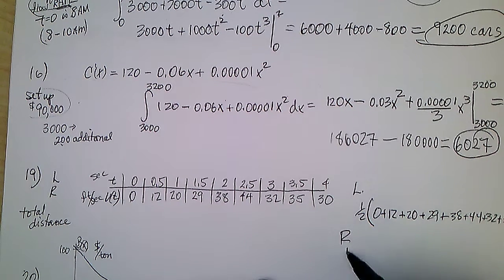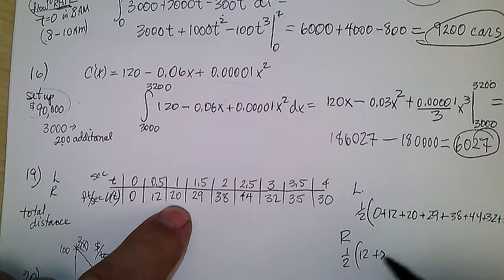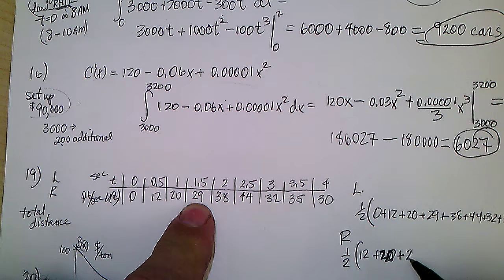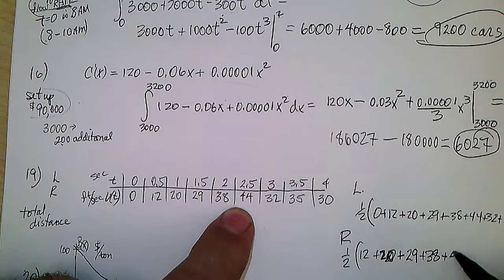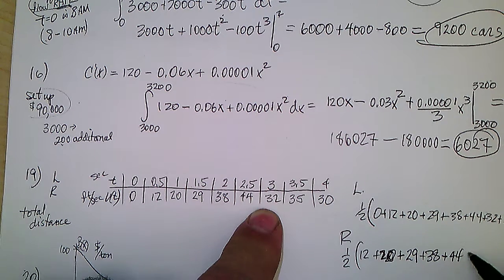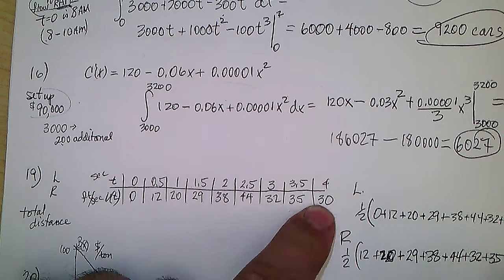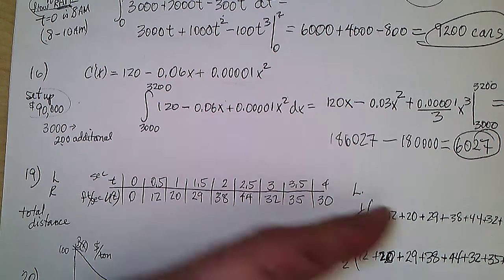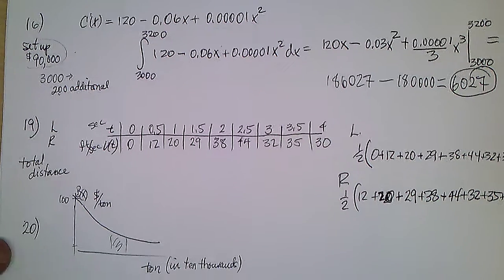And then the right's going to be 1/2. So the right would be 12 plus 20 plus 29 is the right of this one. The right of this one is plus 38 plus the right of this one is 44. The right of this one is 32. The right of this one is 35. And the right of this one is 30. So there would be the total distances for the left and right estimates. And I'll leave that for you to work those out.